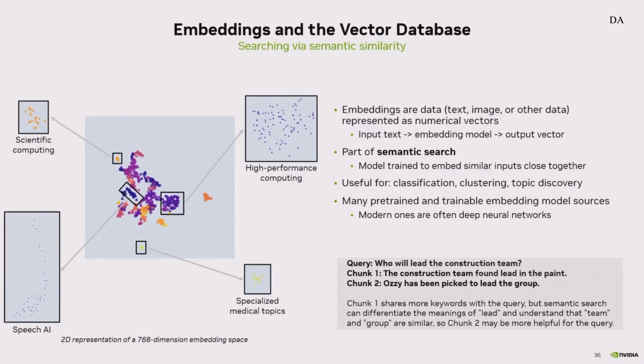And thinking about the example here, the gray box, we have a query: who will lead the construction team. One chunk says the construction team found lead in the paint, and the other chunk says that Ozzy has been picked to lead the group. So we can see that if we want to find the more similar chunk, it would have to do with leadership and teams or groups and less to do with a chemical substance. And so chunk 2 would be more akin to the original query.